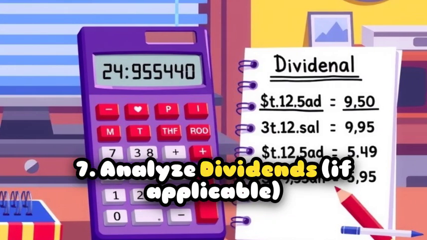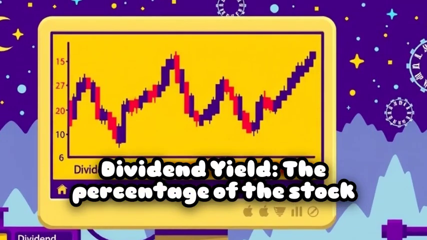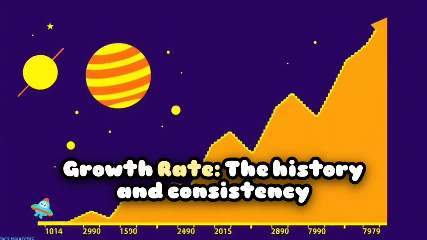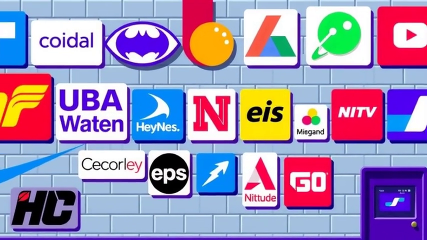7. Analyze dividends, if applicable. Dividend yield: the percentage of the stock price paid out as dividends. Dividend growth rate: the history and consistency of dividend increases.